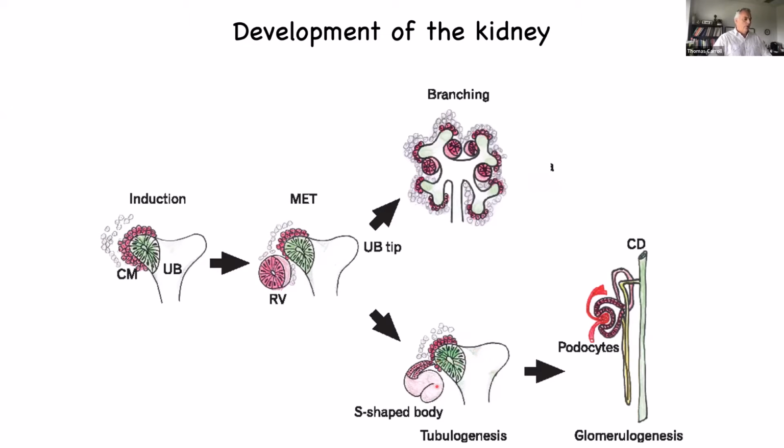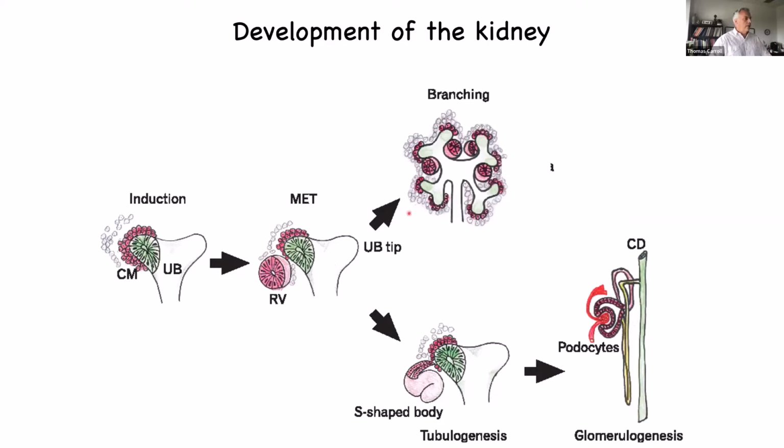At a point shortly after this S-shaped body forms, these two epithelia fuse together so that they have one continuous lumen, so that filtrate that is produced here at the level of the glomerulus gets passed along the length of the tubule into the collecting duct, and then eventually passed out as urine.